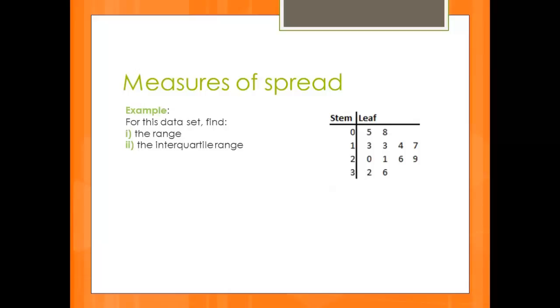To find the range from this stem and leaf plot, we first identify that the highest score is 36 and the lowest score is 5. So we subtract 5 from 36 to give us a range of 31.